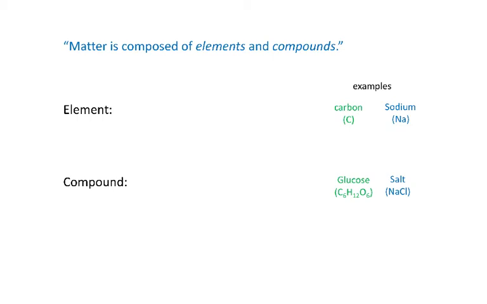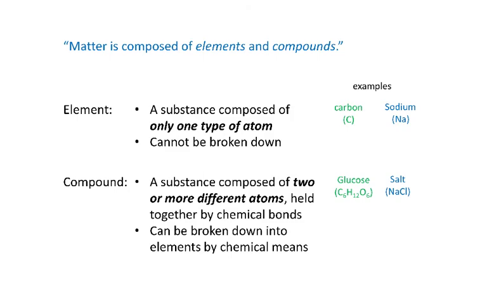Okay, so at this point you should have some ideas. I'm going to reveal to you my definitions, the textbook definitions, which I want you to know, but make sure that yours and these line up. You don't have to have it exactly the same, but the same idea. So an element is a substance composed of only one type of atom. Okay, so this chapter is all about atoms and atomic structure, and here elements are only one type of atom, and it cannot be broken down.